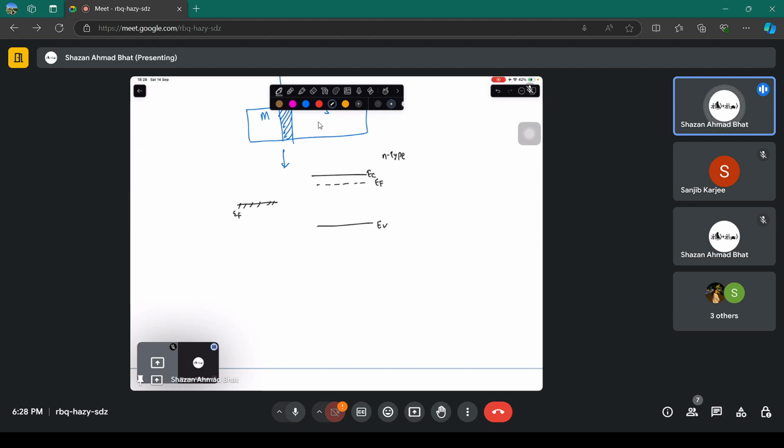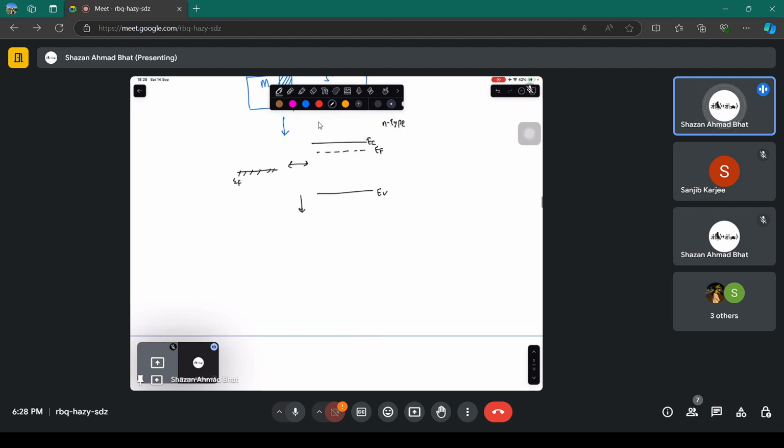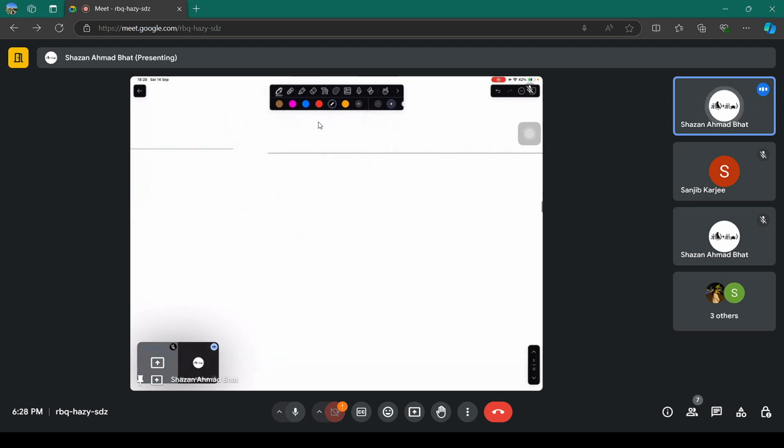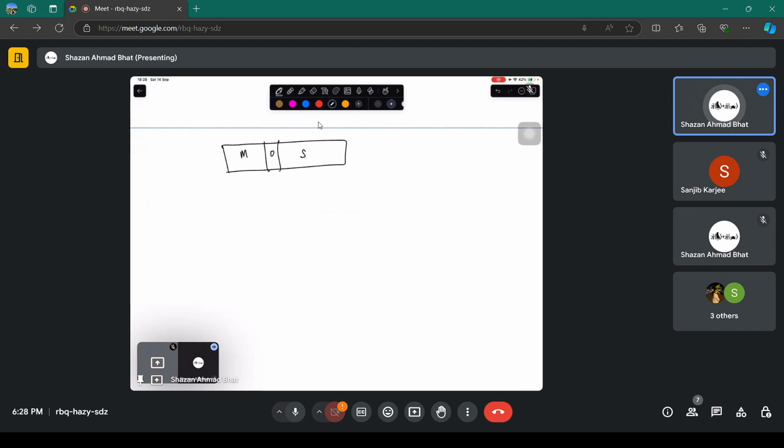Now, earlier what you did is that you made the contact, and what you got was a barrier, which was the Schottky barrier. Now the scenario has changed. Now you have to consider the oxide in between the metal and the semiconductor. How is that going to affect the band diagram? That's what we're going to see. Let's say you have a MOS structure where this particular thing is an oxide.